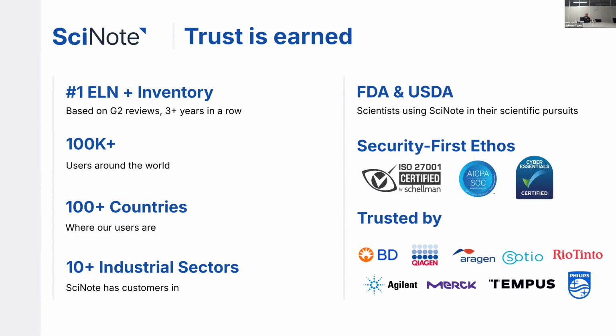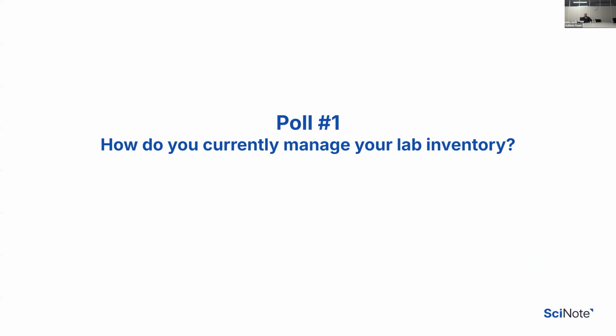Okay, so to kick things off and do a quick icebreaker, we're going to start off with a poll. I'm going to start it, and the question will be, how do you currently manage your lab inventory? So we want to see and hear what's currently being used. I'm sure some of you are using SciNote. I'm not sure if that will be one of the options, but let's see. Just a second. Where are my questions? Okay, I cannot find my questions. So if you can, you can just put the answers directly. Okay, here it is. Good.